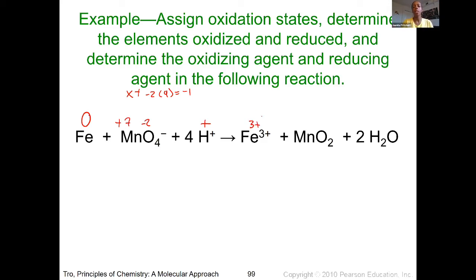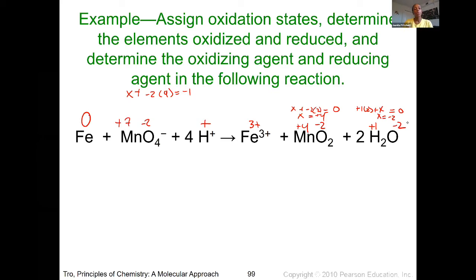Now on the product side, we know that the sum here has to add up to 0. Oxygen takes priority as -2. And so to figure out what the manganese would be in this case, our unknown would equal +4. And then in water's case, they have to add up to 0. Hydrogen takes the priority of +1, but there's 2 of them. So oxygen would end up being -2.